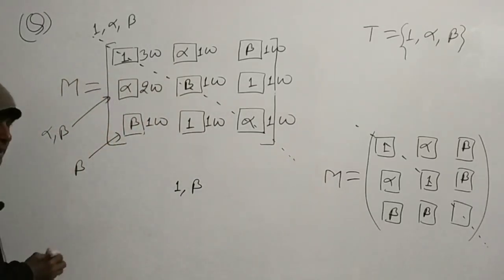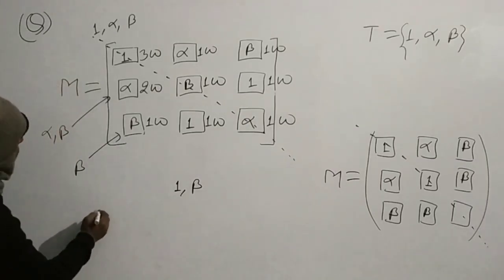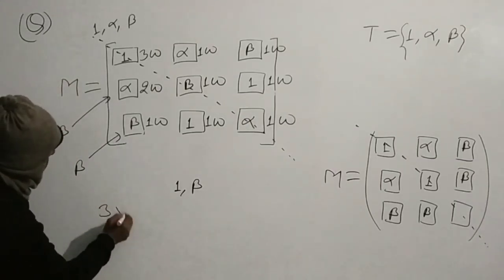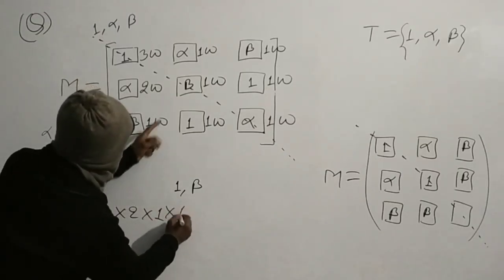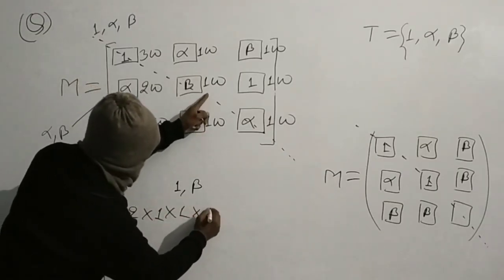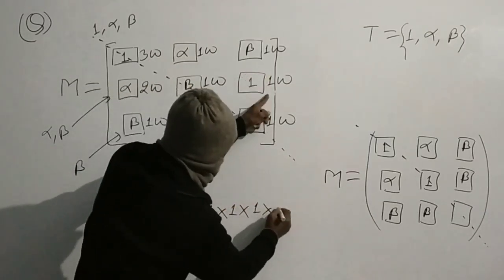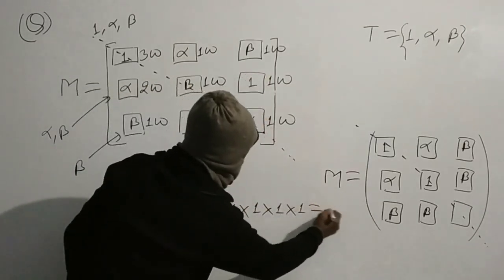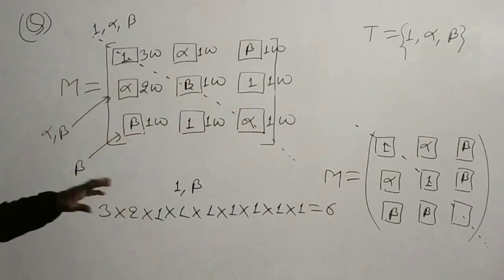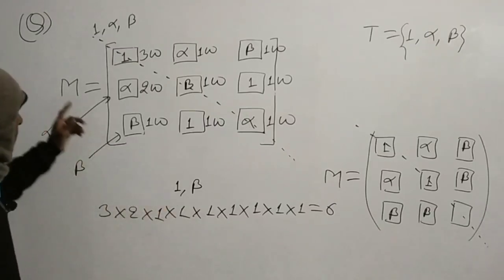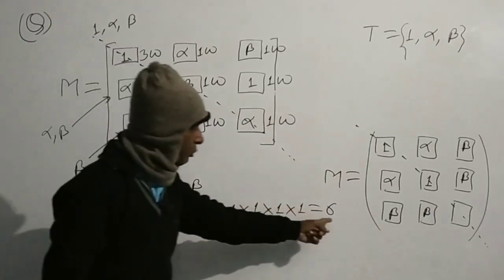Therefore, the number of ways to fill all these 9 places will be equal to 3 times 2 times 1 times 1 times 1 times 1 times 1 times 1 times 1, that is equal to 6. Therefore, the number of such symmetric matrices M will be equal to 6.